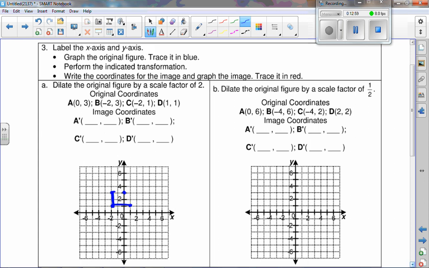And if I'm going to dilate this by a scale factor of 2, the easiest thing to do is look at your points, and you have to multiply your X by 2 and your Y by 2. So let's look at point A. If I multiply 0 times 2, I'm still going to get 0. If I multiply my Y number, 3, by 2, I get 6. Then let's look at point B. Negative 2 times 2 is negative 4. And 3 times 2 is 6.